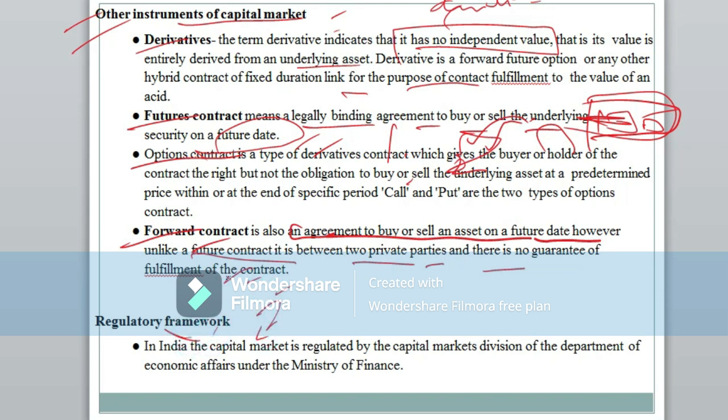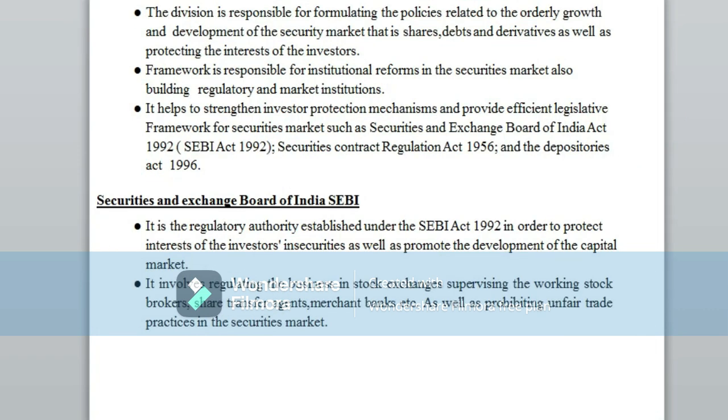Now, the next part is the regulatory framework. In India, the capital market is regulated by the Capital Market Division of the Department of Economic Affairs of the Ministry of Finance. The division is responsible for formulating the policies related to orderly growth and development of the securities market, and protecting the interests of investors. Then comes the framework responsible for the institutional framework in the securities market, also building the regulatory market institutions.